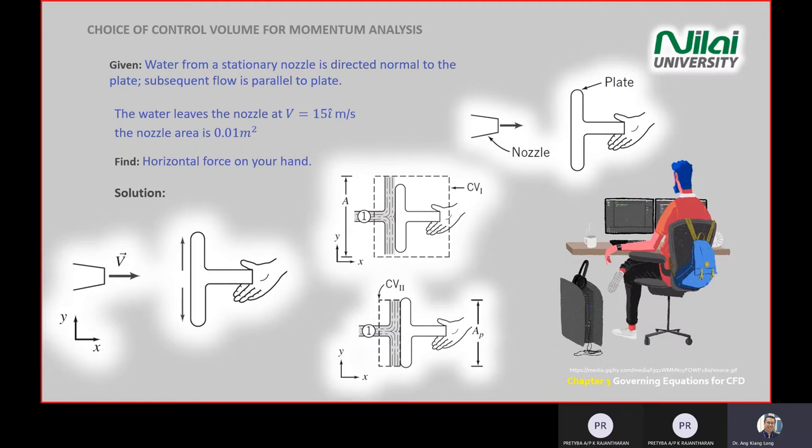Because when you use ANSYS, you need to be careful to define the domain. So the control volume here is your domain when you simulate the system. We have control volume one, which is the first case, where we consider the water before hitting the plate, and then including your hand also. Second, control volume two, we only focus on from the nozzle and then the plate surfaces, without the hand component.